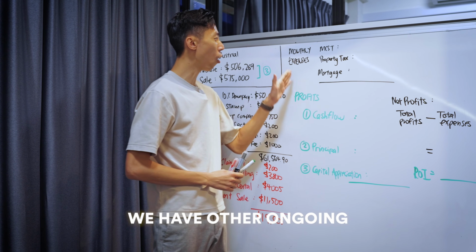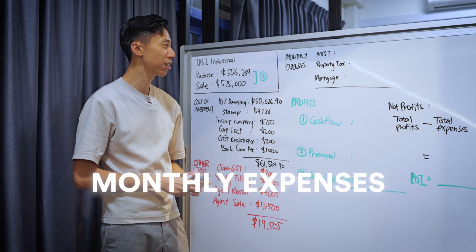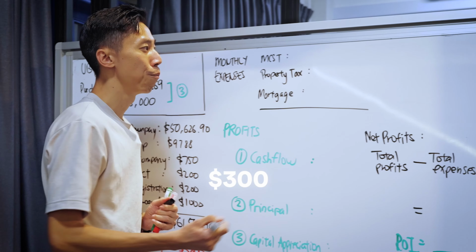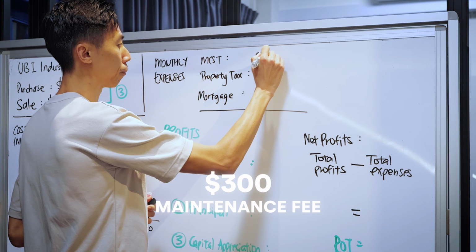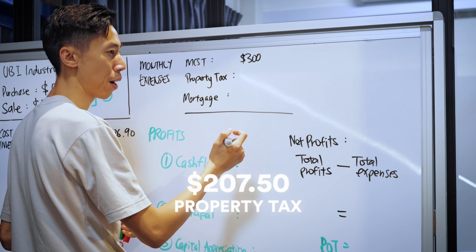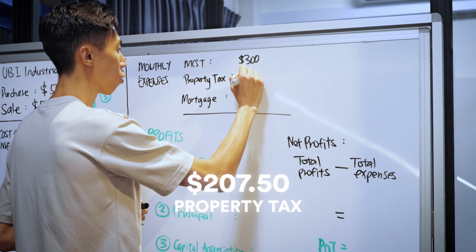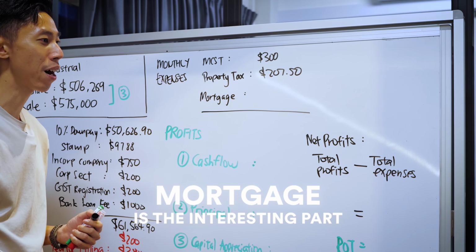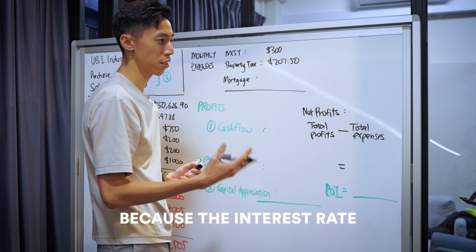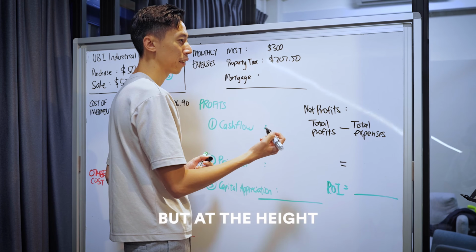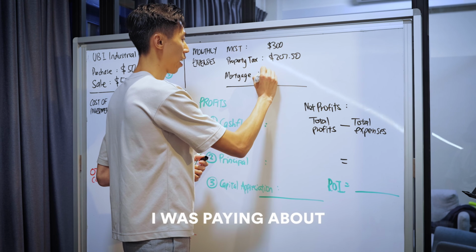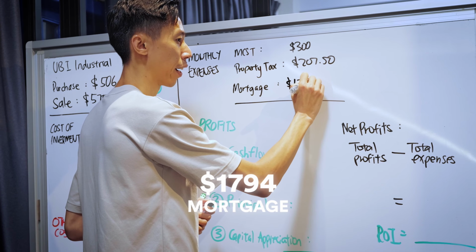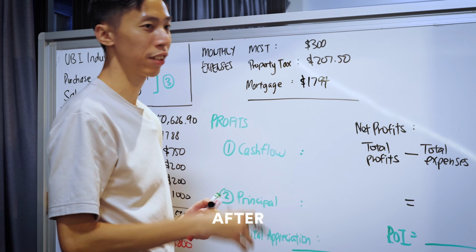We have other ongoing monthly expenses. Let me just fill up for you. Maintenance fee is $300 per month. Property tax is about 207.5. And mortgage is an interesting part. We had different interest rates because interest rate kept changing. But at the height, I was paying about 1794. After refinance, it became cheaper.